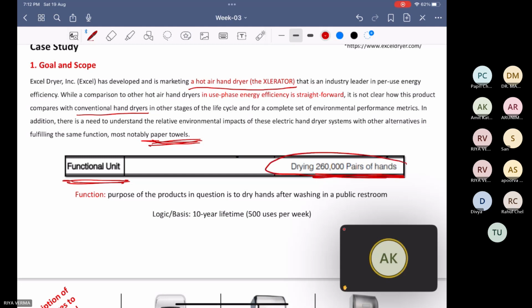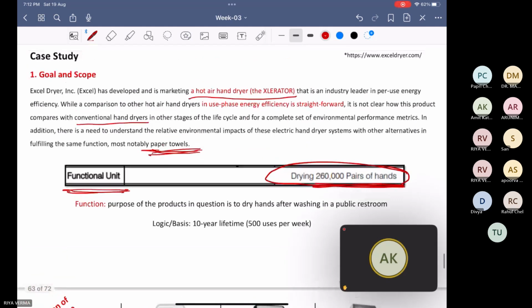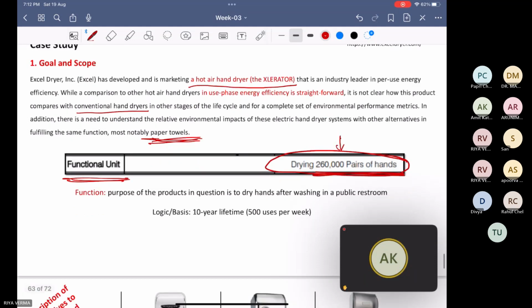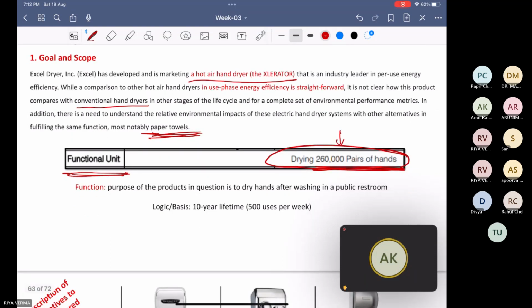This is your functional unit. Drying 2,60,000 pairs of hands. This is an example of a study. आप normal study के लिए 300-400 hands ले सकते हो, 20-30 hands भी ले सकते हो, और सारी values को उसके according हम compare करेंगे. तो function क्या था? The purpose of the products in question is to dry hands after washing in a public restroom.